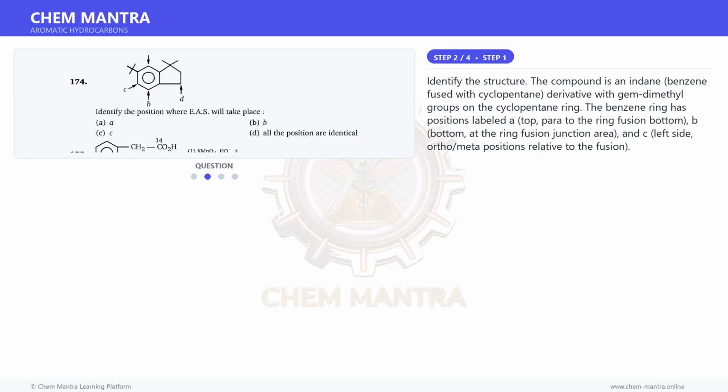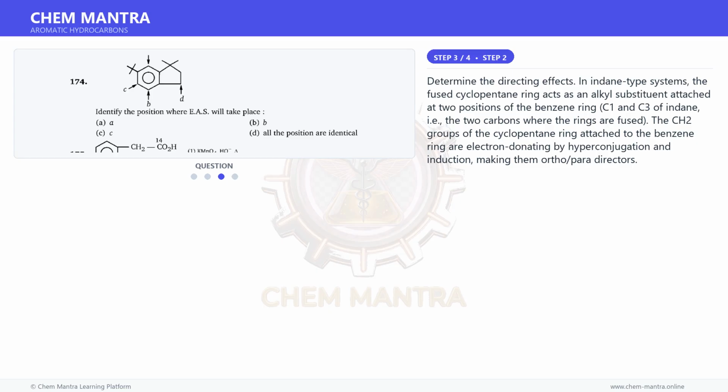Moving on to the next step. Identify the structure. The compound is an indane, benzene fused with cyclopentane, derivative with gem-dimethyl groups on the cyclopentane ring. The benzene ring has positions labeled A, top, para to the ring fusion; B, bottom, at the ring fusion junction area; and C, left side, ortho-meta positions relative to the fusion. Moving on to the next step.